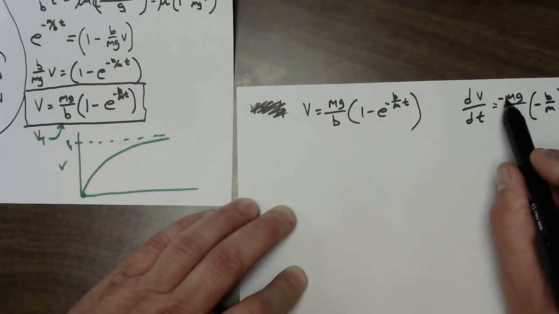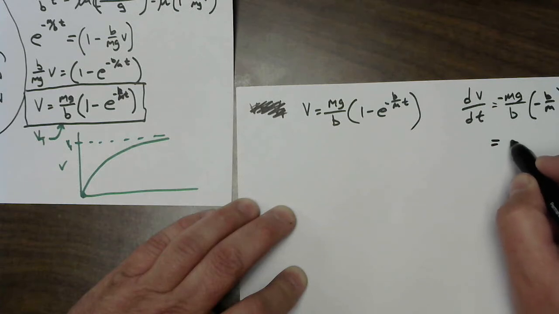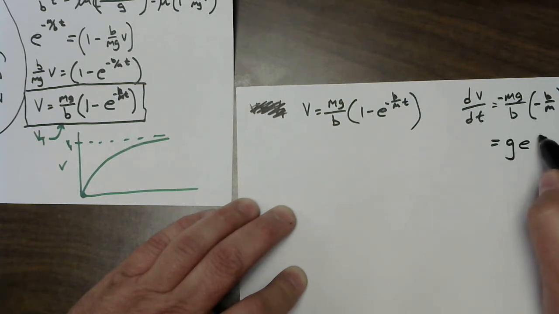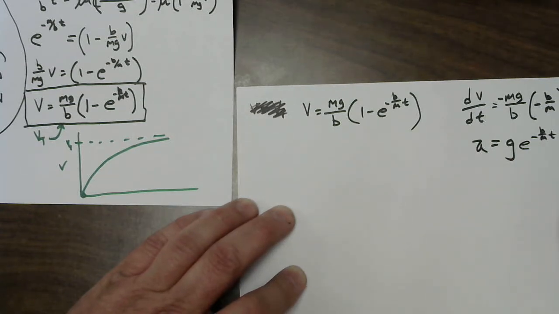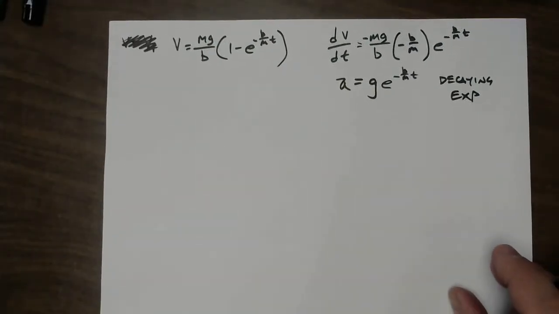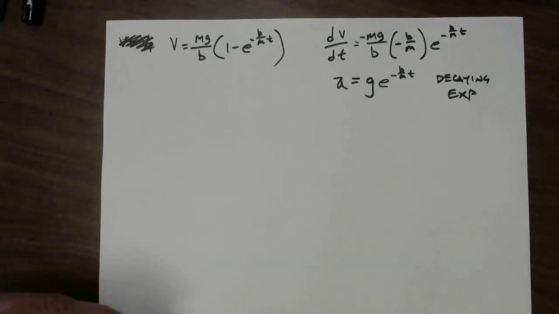And look, the minus signs cancel, the m's cancel, the b's cancel, and we wind up with g times e to the minus b over m t, which is the acceleration, which is a decaying exponential. Oh gosh, whoops, sorry guys. Got carried away. So not bad work if you can get it.